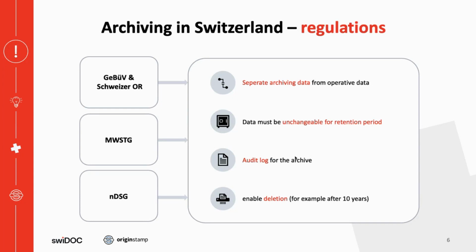So next up, we have the need for an audit log for the archive. What does that mean? If I have a physical archive, I theoretically, by law, should document every access to that archive. And if I use a digital solution, I also need to have some audit logs in place that track who is accessing my archive data and who makes which changes to this data.